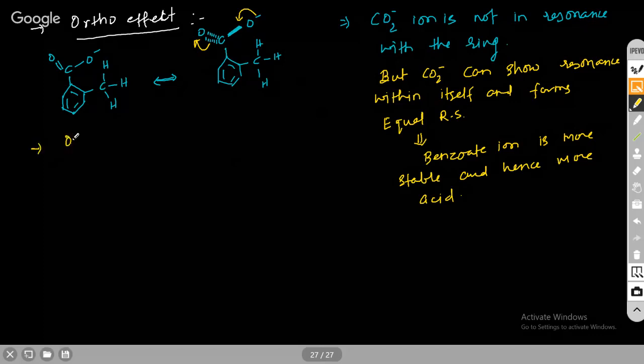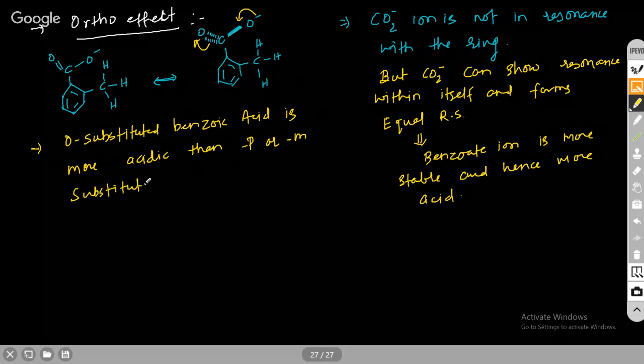So what we can say, ortho substituted benzoic acid is more acidic than para or meta substituted. This is the ortho effect, right? Since the resonance is hindered over here because the CO2 minus ion changes its plane, we also call it steric inhibition of resonance, which is nothing but SIR. So SIR effect or ortho effect are the same thing. Steric inhibition of resonance or ortho effect are the same thing, right?